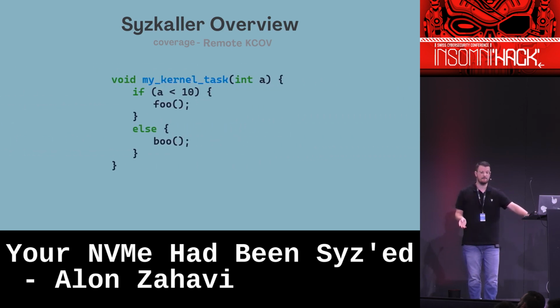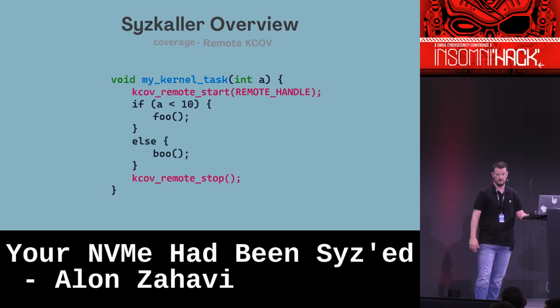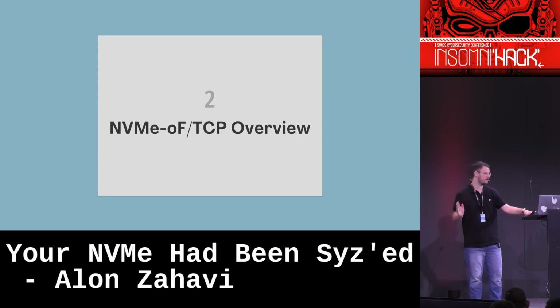And again, let's see an example. If we have this myKernel task that we want to annotate to be able to collect remote coverage, we just add at the start of the function the kcov remote start, and we send it some remote handle. And by the end of the function, we just tell it to stop. That is all for syzkaller.